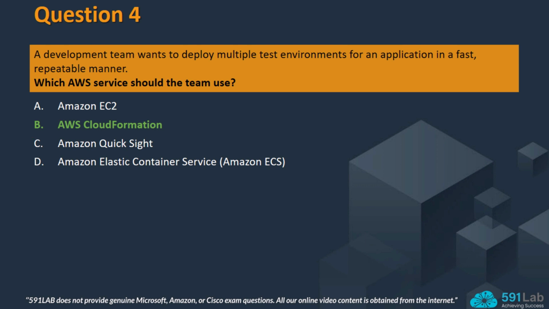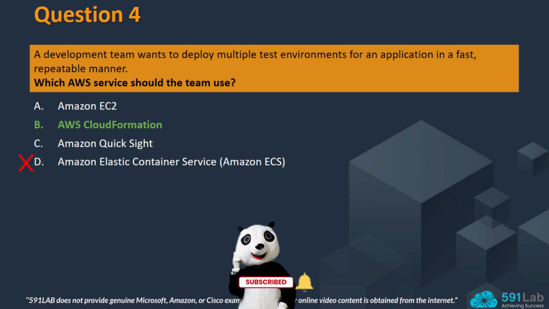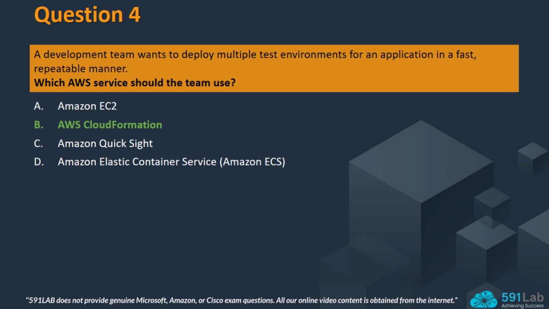Option D, Elastic Container Service. ECS is a fully managed container orchestration service for running Docker containers. While it is suitable for containerized applications, it might be more specific than what is needed for deploying multiple test environments for a broader application. This one is also not the correct answer. For fast repeatable deployment and multiple test environments, option B is the most suitable choice as it allows you to define and deploy infrastructure as code.